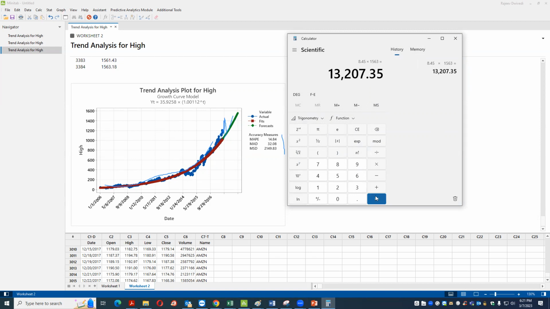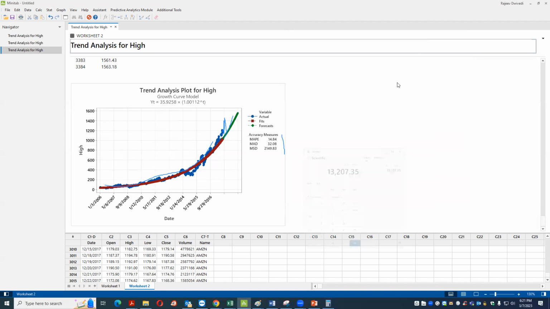I invested $10,000 and I'm getting $3,207 on top of my $10,000 investment. This is my benefit. This is my return on investment. This is the value of my money after 365 days. So now, which model is better?